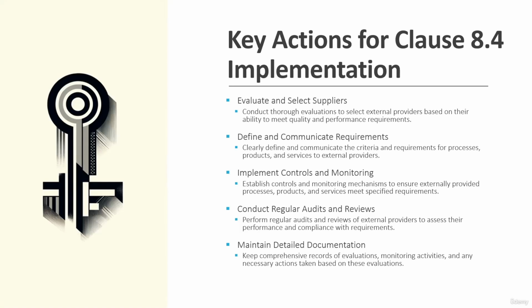Now let's recap or wrap up clause number 8.4, control of externally provided processes, products and services. So what do we expect in this? What are the actions to be taken? One is to evaluate and select suppliers. We did talk about that. Then you need to define and communicate requirements very clearly, what you expect from this particular supplier. And then you need to implement controls, checks, tests, inspections, and then you need to monitor the performance of this supplier. Another one is you might want to consider regular audits and reviews of this supplier. And for all these things, you need to maintain documented information. So this is clause number 8.4 on control of externally provided processes, products and services.